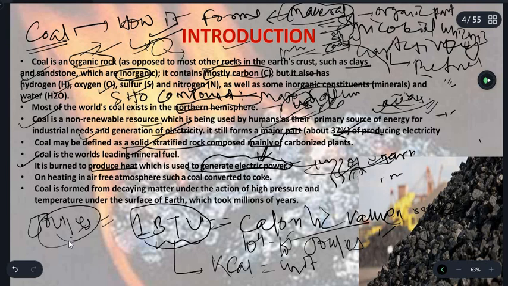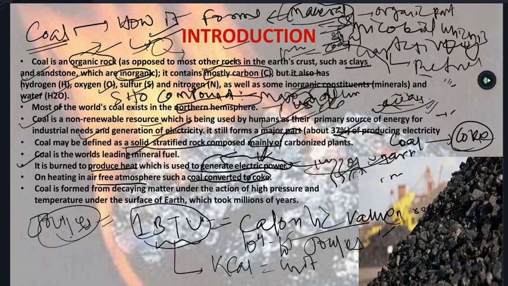So it is burned to produce heat, which is used to generate electric power. On heating in an air-free atmosphere, coal is converted into coke. What is coke? Anyone? Low quality coal, in which air is not present. Am I right or wrong? If you heat the coal in the absence of air, you will get coke.